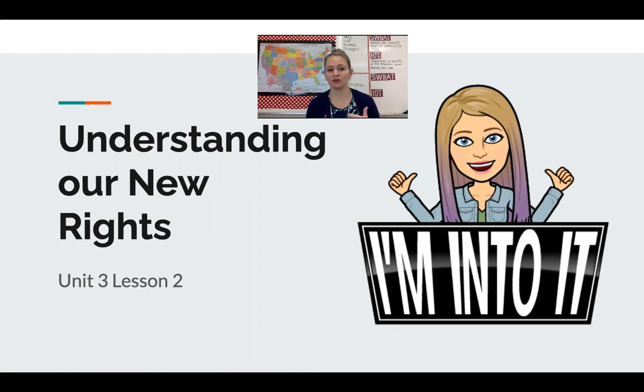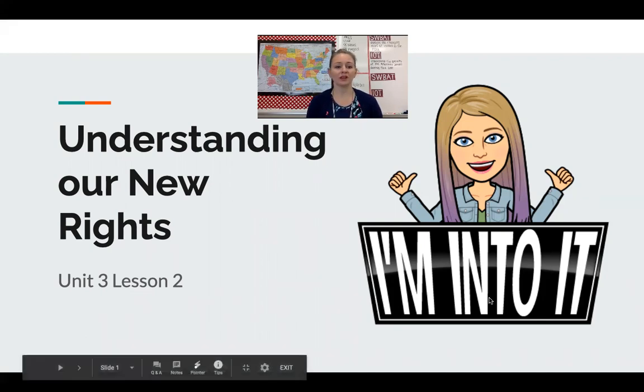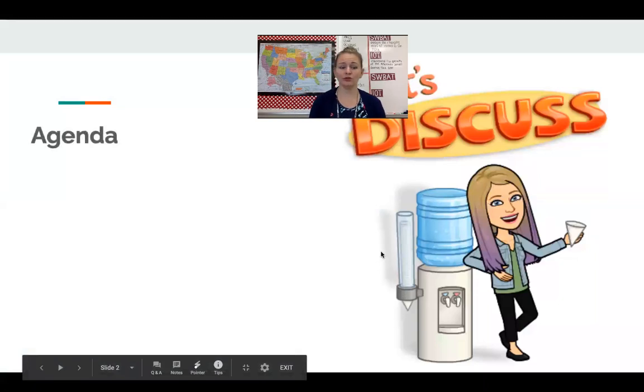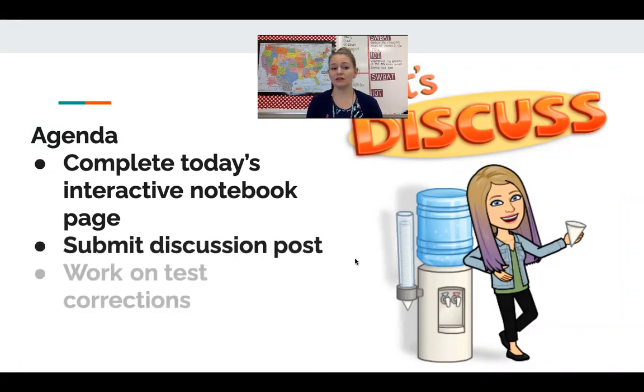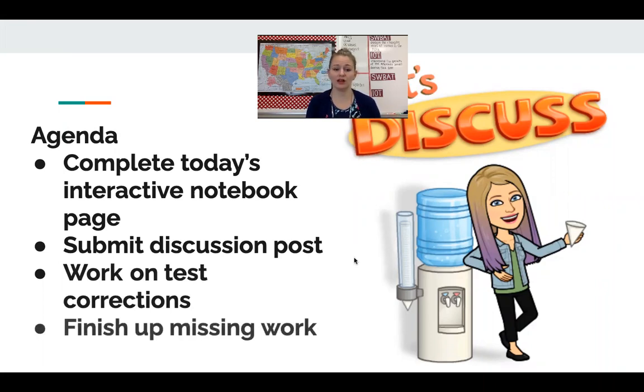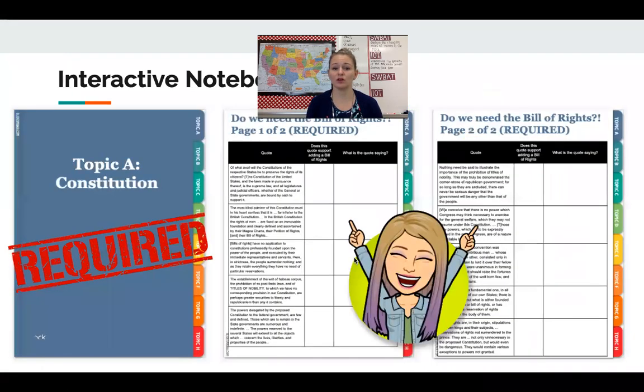So today, your focus is going to be continuing that and learning about understanding our new rights, specifically looking at the arguments of why we were adding those Bill of Rights that we talked about last week into the Constitution. So to go through the agenda for today, you're going to be completing 2 interactive notebook pages as you go through this with me. Then you are going to be submitting a discussion post. If you have any time remaining, work on your test corrections for Unit 2's test, because a lot of people need to improve their Unit 2 test grade. And then just keep working on any other missing work that you might have.